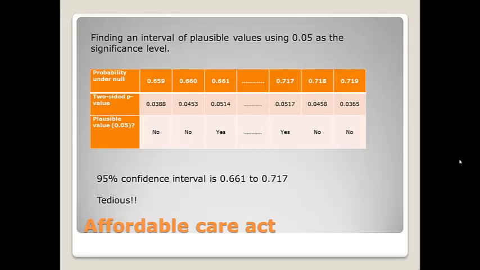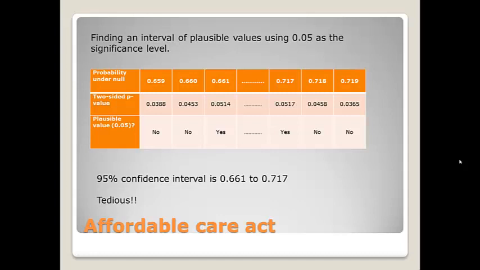One way to find a confidence interval is to test many different null hypothesis values of the unknown parameter. In this table, we show you the results of running tests of the null hypothesis of 0.659 or 0.66 or 0.661 or all the way up into the 71%. And what we end up with is a set of plausible values for the parameter. That is, a set of values that if we tested them as the null hypothesis, we could not reject. We say those values are plausible values for the unknown parameter.